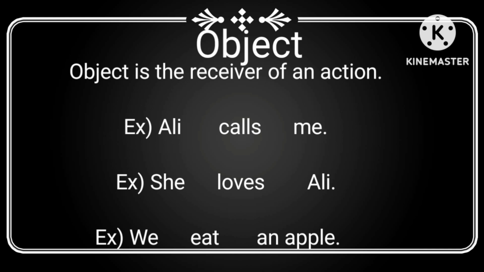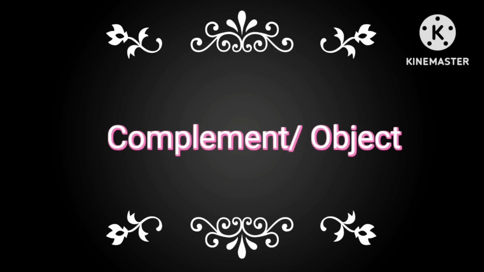The object is the receiver of an action. Our action is done to someone, an object. Like Ali calls me. Here the action is done to me. She loves Ali. We eat an apple. Here our action is done to an apple. This part is also included in the object, but some people are confused and can't decide whether it is a complement or an object. It is related to the object. Got it?